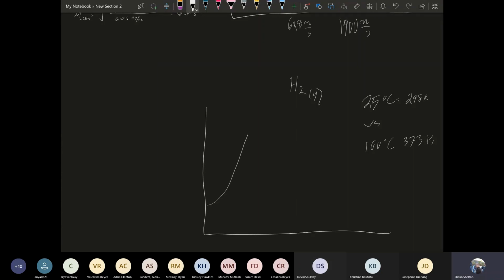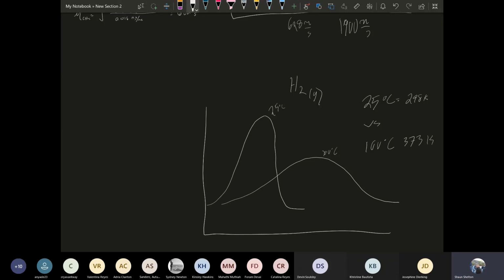So we're going to see the same pattern. At 25 degrees Celsius, you're going to see a curve that looks like this because it's a cooler environment. Molecules are going to be more condensed together as compared to 100 degrees Celsius, which would look like this. So this is 25 degrees Celsius. This is 100 degrees Celsius. So does that make sense, everyone? All right, you can see a wide distribution.